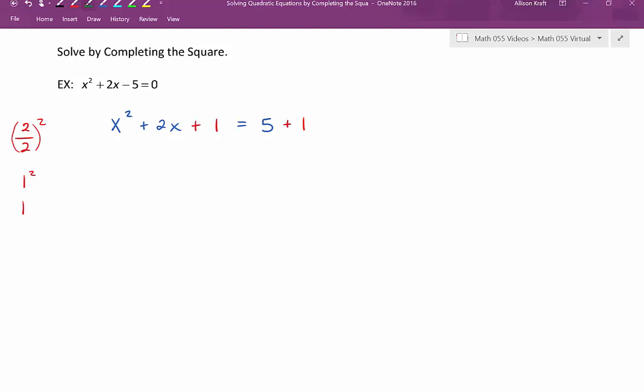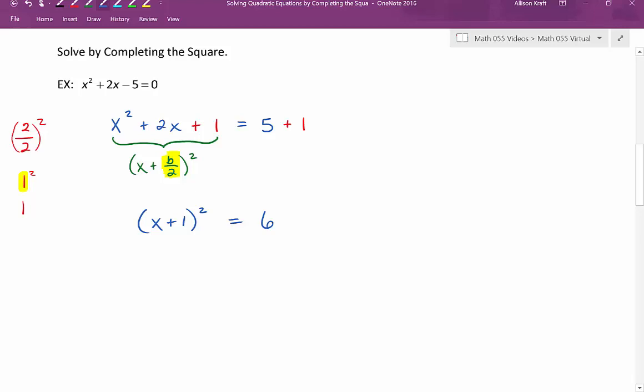On the left, we've created a perfect square trinomial. This perfect square trinomial factors into the form x plus b divided by 2 quantity squared. Your b divided by 2 is the number that you had right before you squared it. So the factored form of x squared plus 2x plus 1 will be x plus 1 quantity squared. Combining like terms on the right, we get 6.